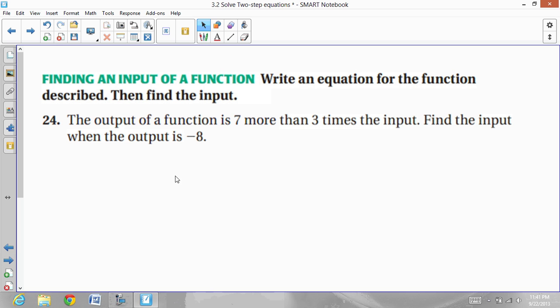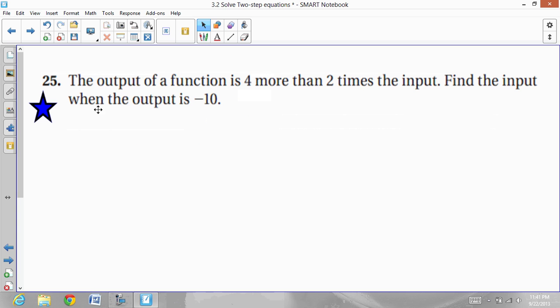Let's focus on number 25. They are asking you to write an equation for the function described. Then they are asking you to find the input. So let's read number 25. Pause the video, read the question, and then let's continue.